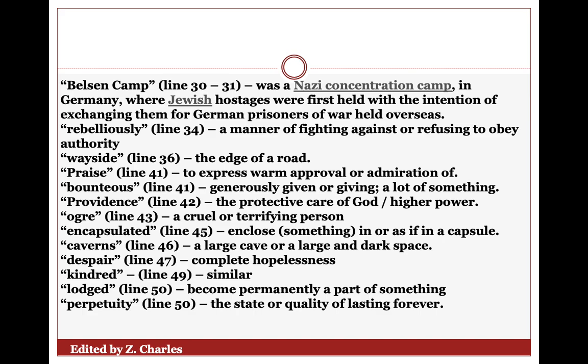Bounteous, line 41, generously given or giving a lot of something. Providence, line 42, the protective care of God or a higher power. Ogre, a cruel or terrifying person or monster-like thing. Encapsulated, line 45, to enclose something. Okay. Caverns, line 46, a large cave, or a large and dark space. Despair, line 47, complete hopelessness.